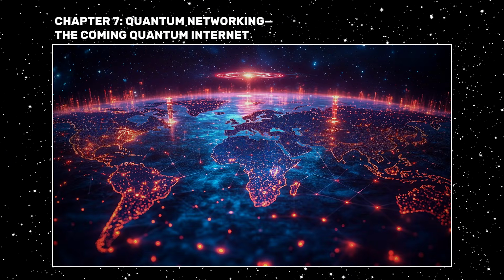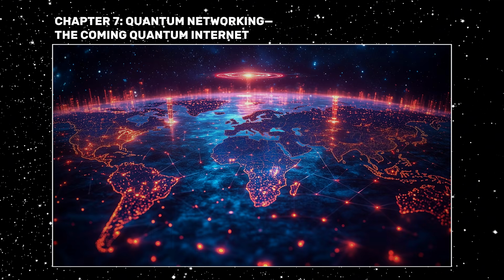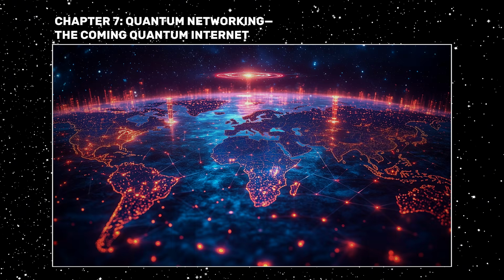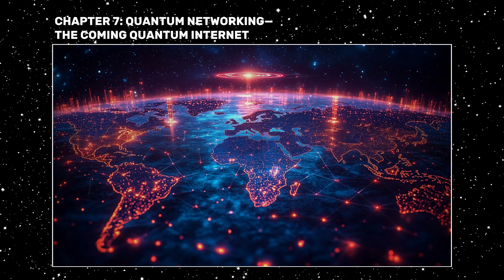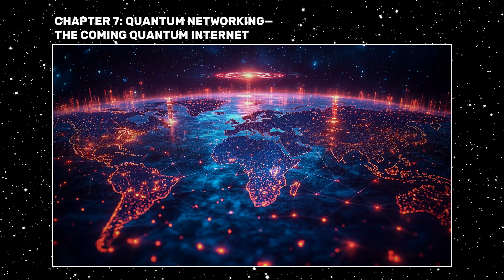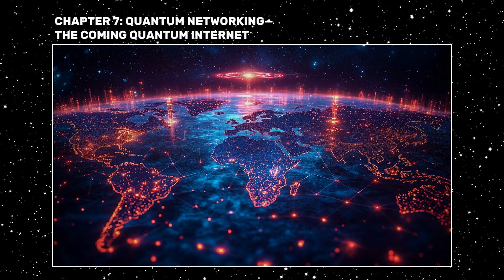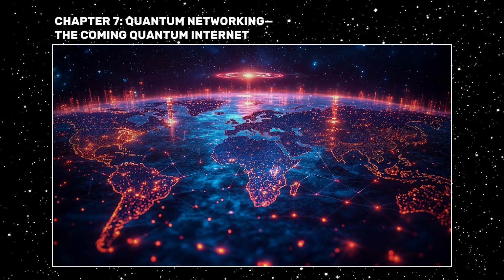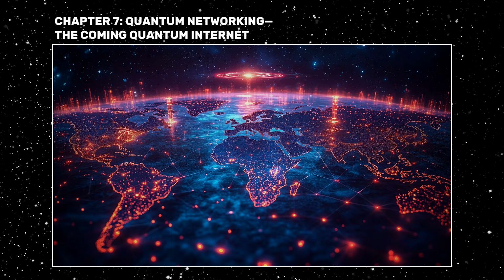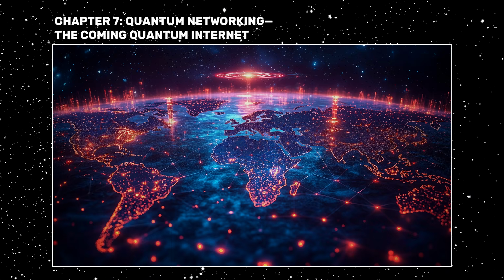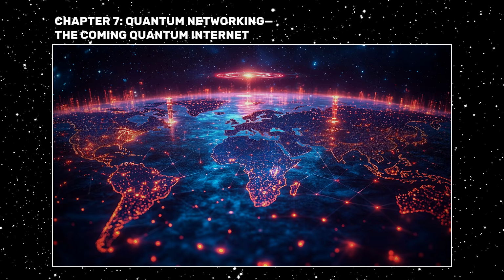Chapter 7. Quantum Networking, the Coming Quantum Internet. Quantum networking represents the next frontier in information technology, promising to interconnect quantum processors, sensors, and communication nodes through entangled links. Unlike the classical internet, which transmits bits through optical fibers, wireless signals, and electronic routers, a quantum network must distribute qubits and entanglement across diverse media while preserving fragile quantum states.